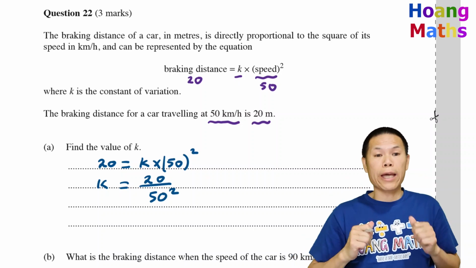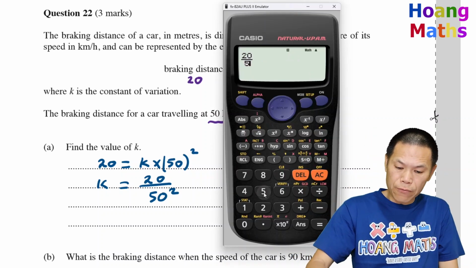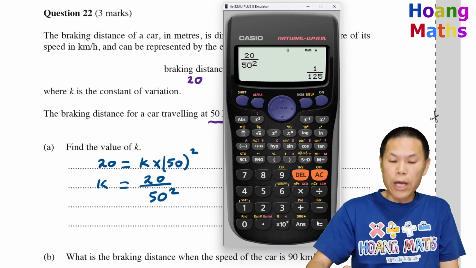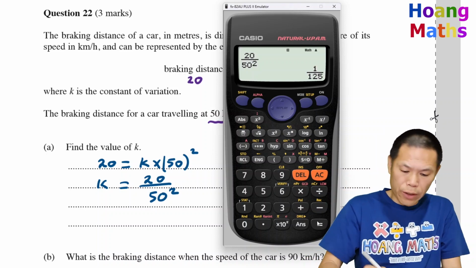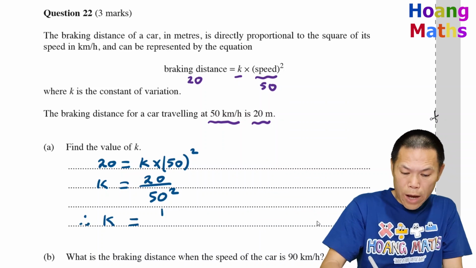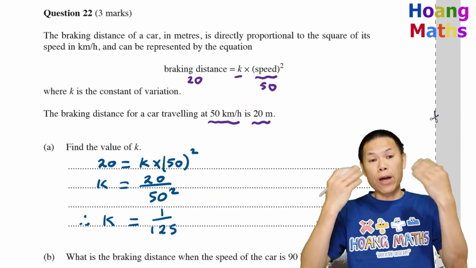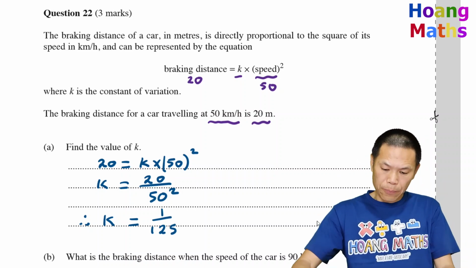So now just put it on a calculator. I go 20 over 50 squared. So there you go, 1 over 125. So therefore, K is 1 over 125. And you can write it in decimal if you like.